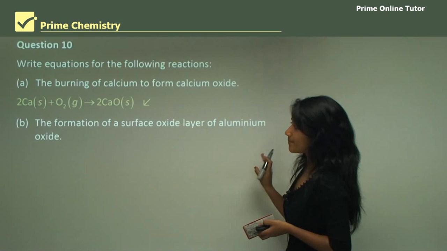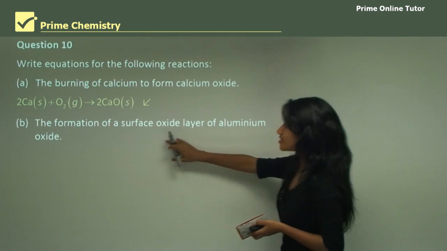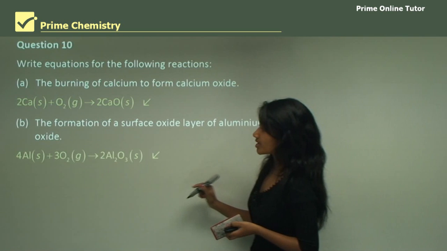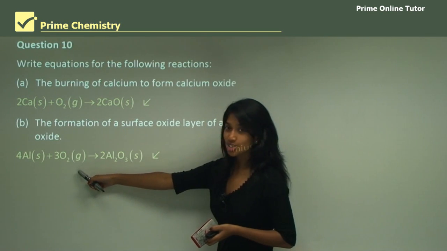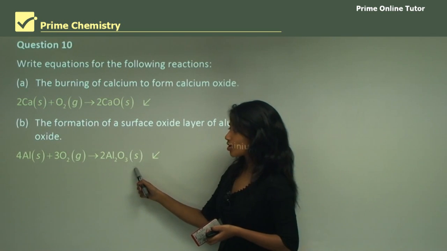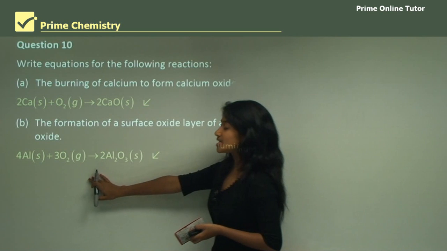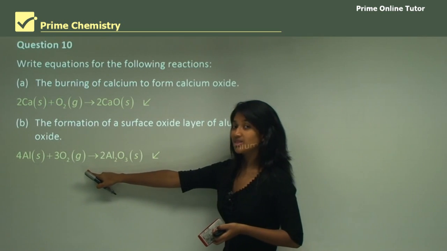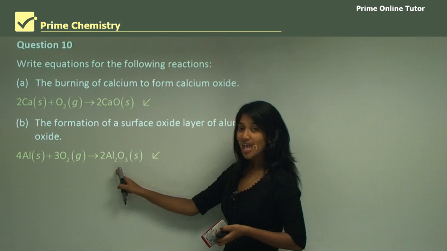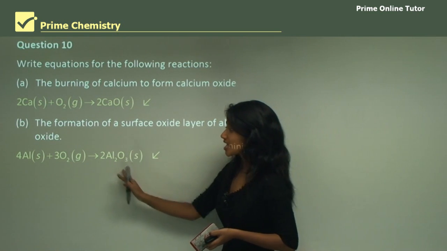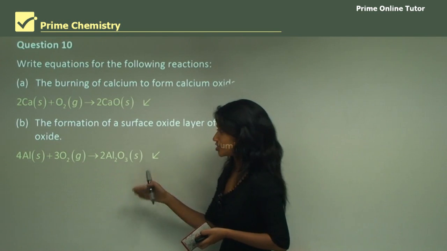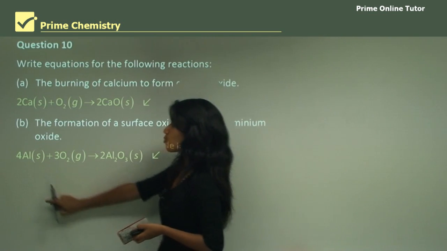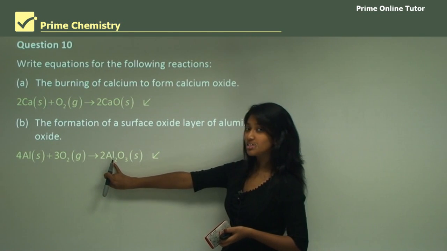Now moving to part B, the formation of a surface oxide layer of aluminium oxide. Now again we have aluminium reacting with oxygen to form aluminium oxide. Now this must be easy for you now. We have solid aluminium reacting with gas, the oxygen gas, to form solid aluminium oxide. Again, you have to balance your equation. So you would go about balancing your aluminiums first. You have 1 aluminium here, you have 2 aluminiums here.